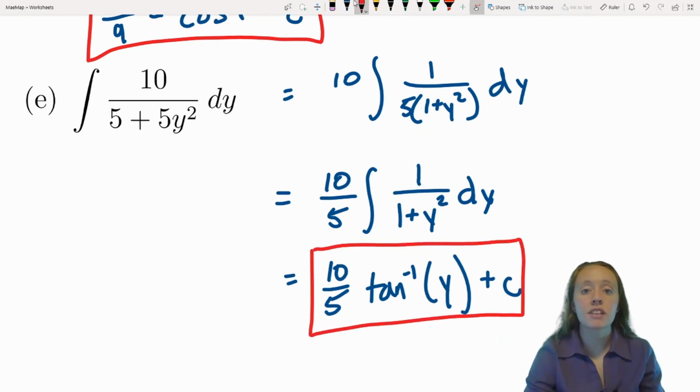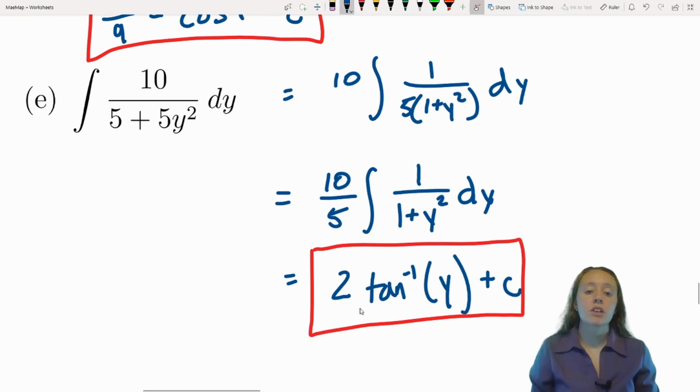And what does 10/5 simplify down to? Let's make this a little neater. 10 over 5 is 2. So this is 2 times the inverse tangent of y plus c.